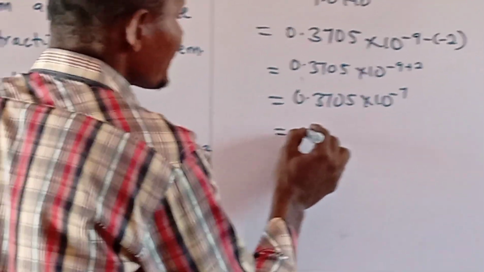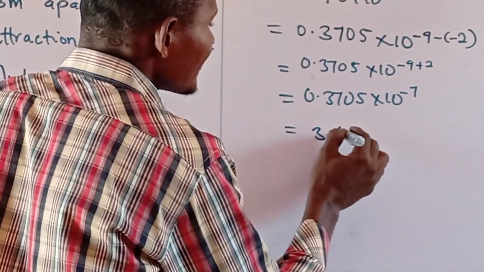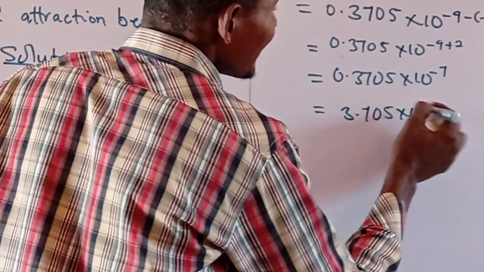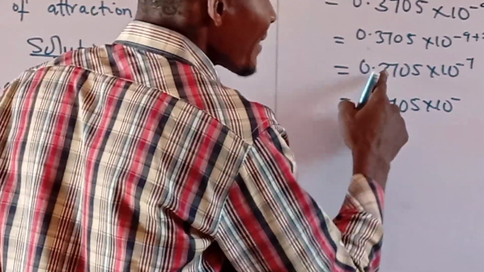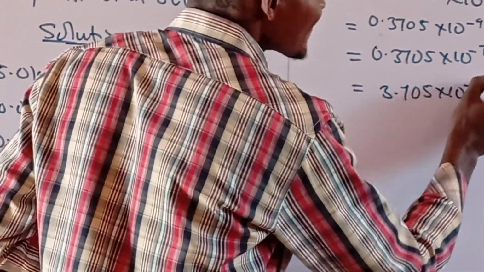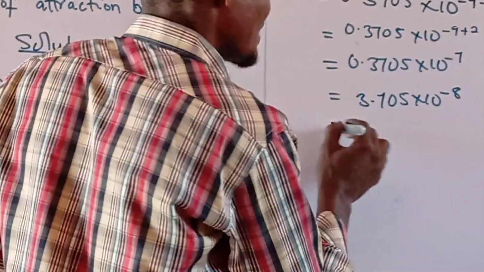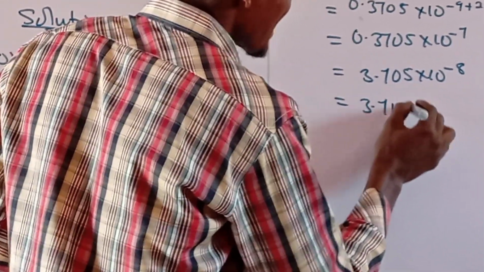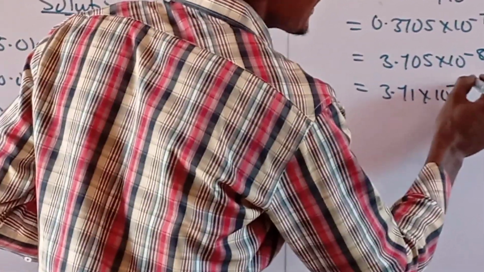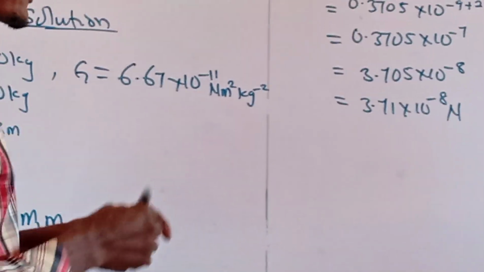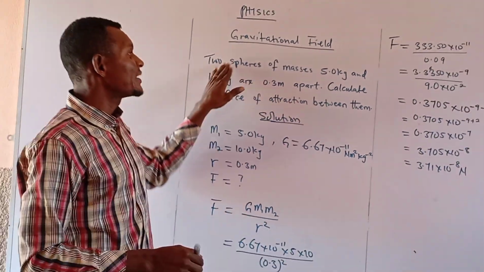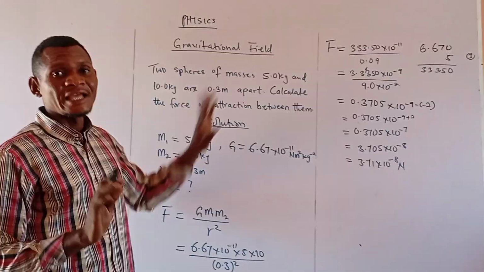Now the decimal is supposed to move one place since we are writing in standard form. This will be equal to 3.705 times 10 raised to the power minus 1. So minus 1 plus minus 7 will give us minus 8. And you can leave it in this form, either 3.71 times 10 raised to the power minus 8 newtons. So this is the force of attraction between these masses of the sphere M1 and M2.